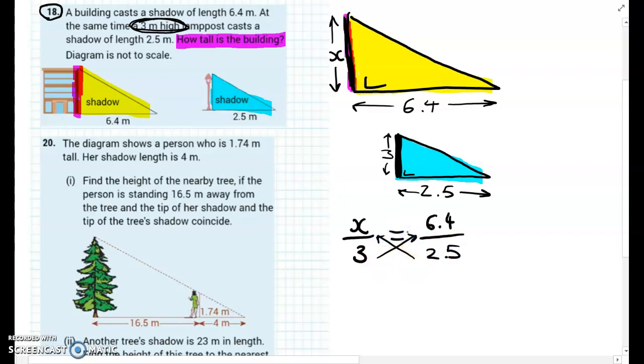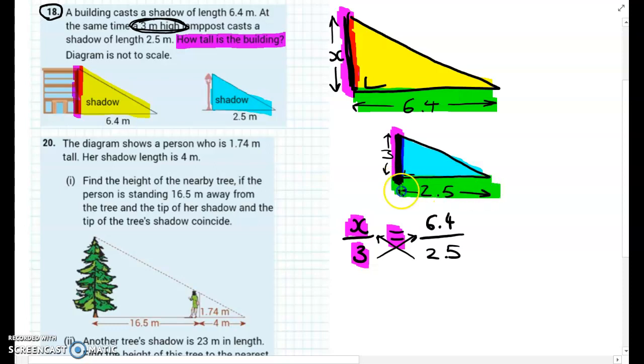So let's just explain that again. The side you're missing, put that over the equivalent side on the other triangle that you have. So if you're missing this side, put that over the same side on the other triangle, the one that's going down. So obviously X over 3. And then put that equal to the same idea, which would be you have this side, 6.4, over you have this side. That's where these two come from.